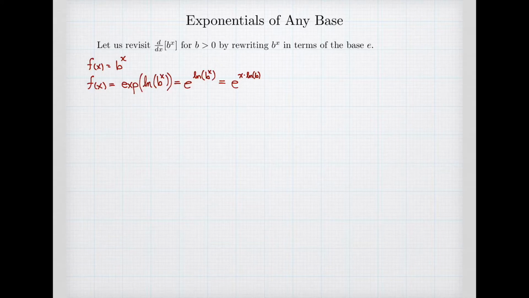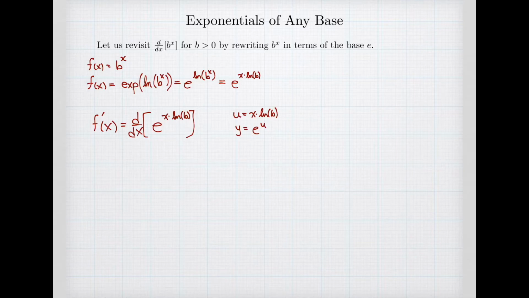Now we're ready to find the derivative. The derivative of our function, f prime of x, is what we get when we take the derivative operator on our function. And we're going to use the rewritten version. So we can write that as e to the x times the natural log of b. And this is a chain rule problem. My inside function, the exponent, is x times the natural log of b. And the outside function is e to the u.